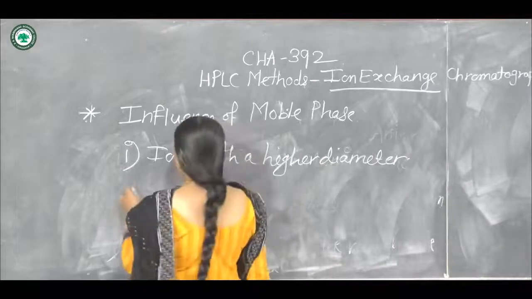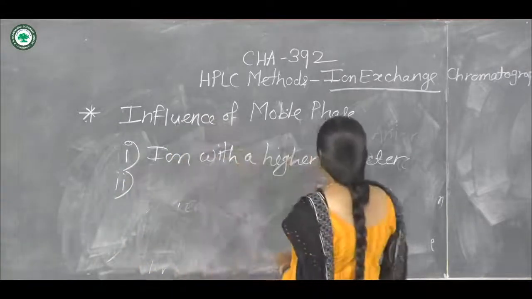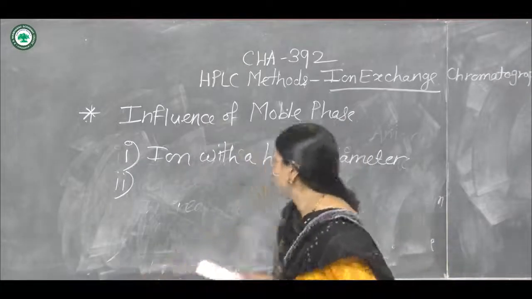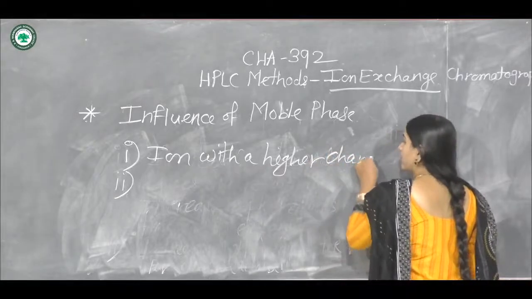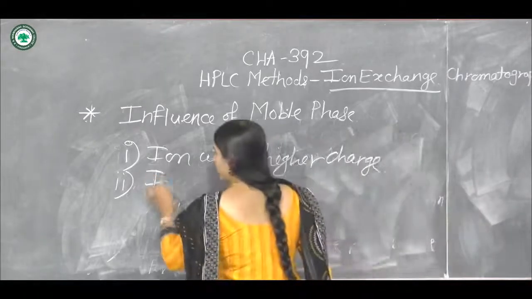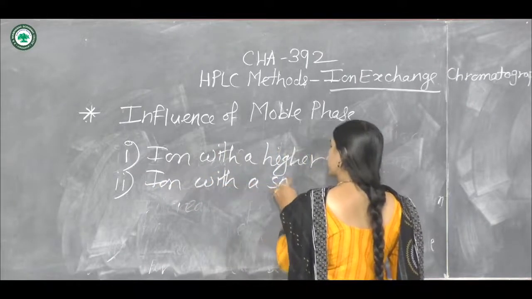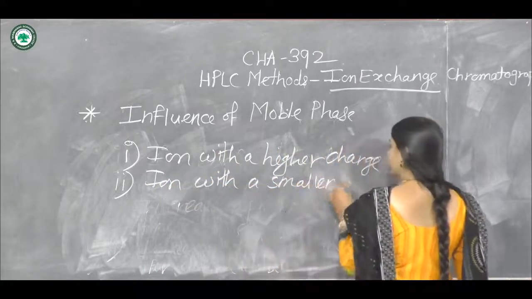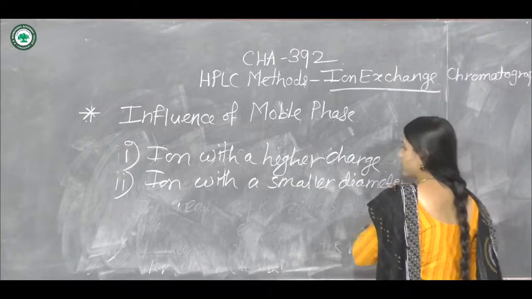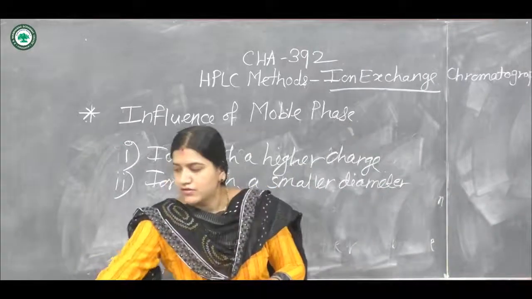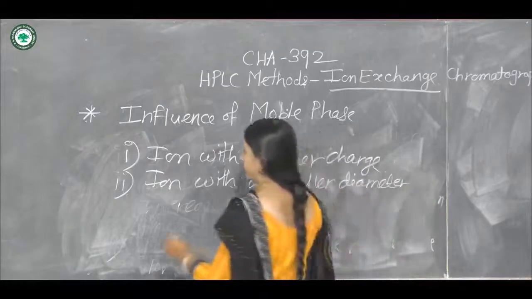Then the second one is the ion with a higher charge and a smaller diameter. Then the third thing is the ion with a greater polarizability.